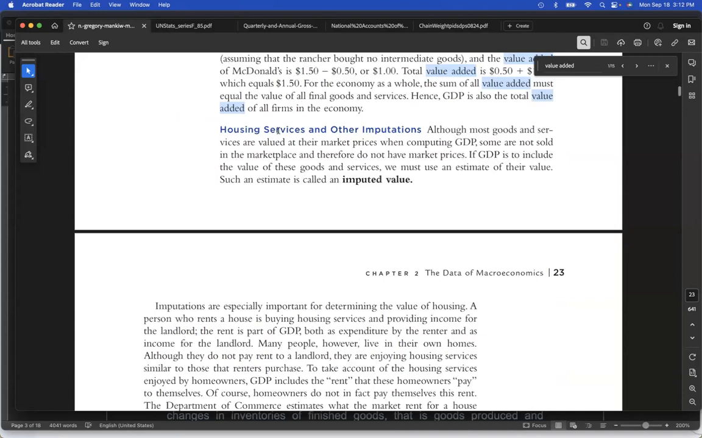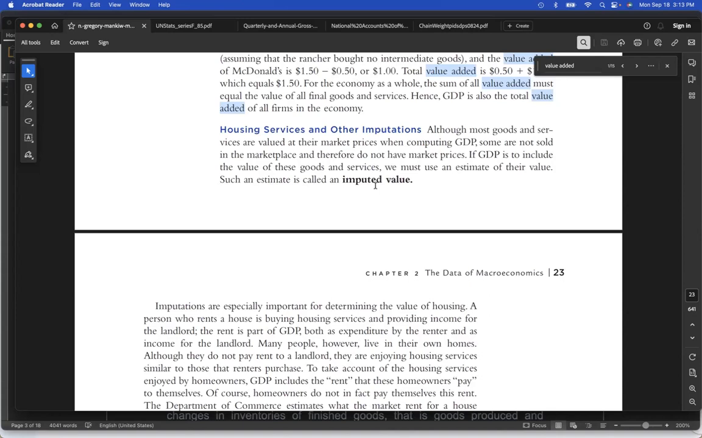And here we've got consumption items for which there might not be market prices. Although most goods and services are valued at market prices, some are not sold in the marketplace. Some are provided by the government as public goods, but they're still consumed. So what people in the United States will do is give these things an imputed value. In the book there are two examples, but I'll just talk about one.